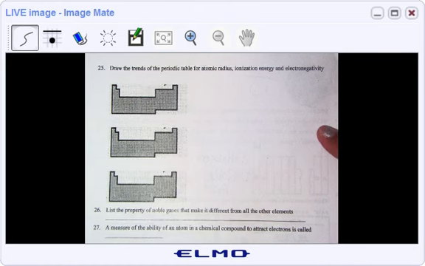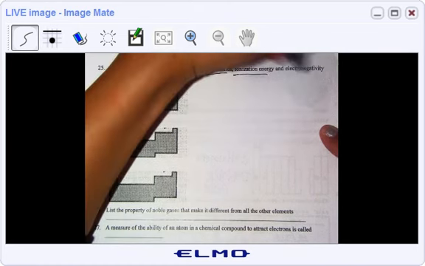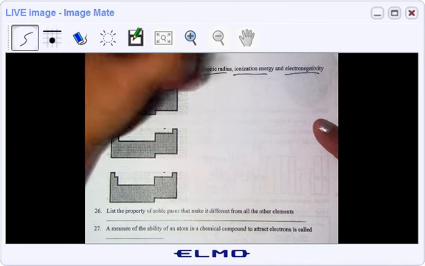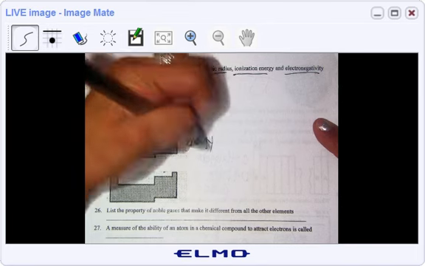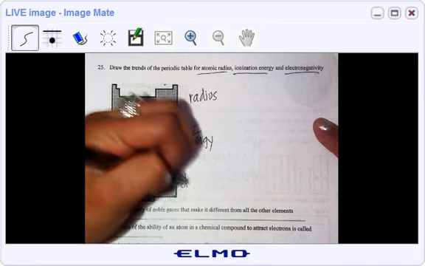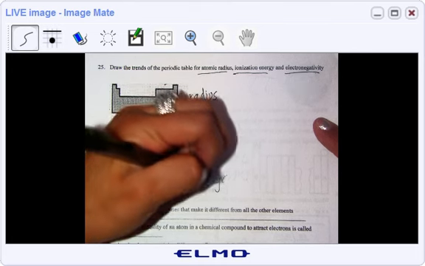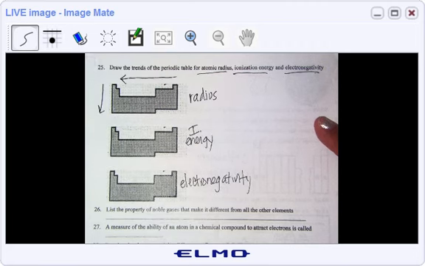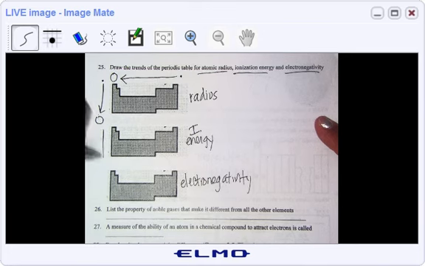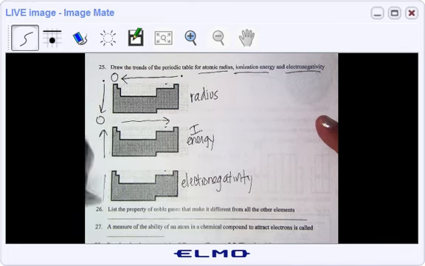Number 25, draw the trends for the atomic radius, ionization energy, and electronegativity. So we'll do this for the radius, energy, let's abbreviate, and electronegativity. Atomic radius is the only one that does the opposite of the other two. So it's increasing as you go this way. Radius is the size, so it's small, small. It gets larger as you go down and to the left. Ionization energy increases as you go up and to the right, the same thing as electronegativity.